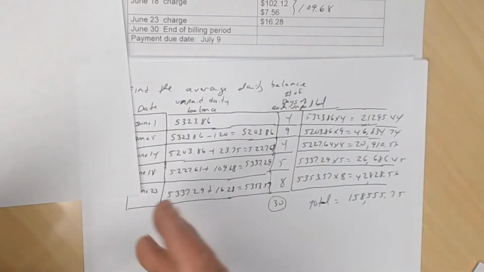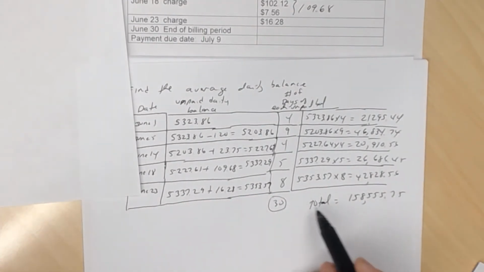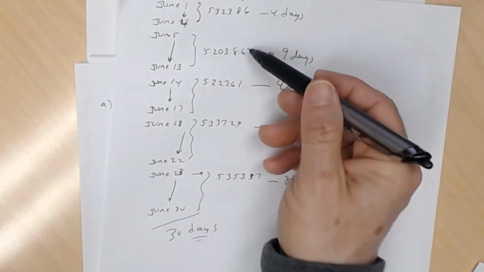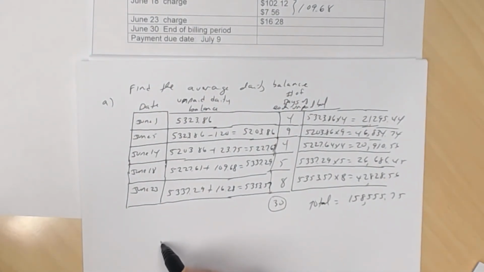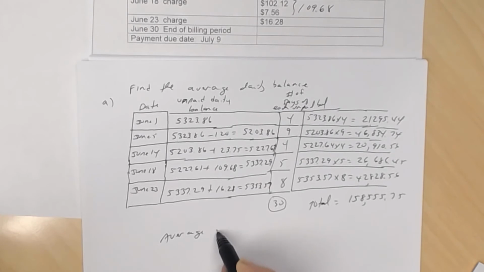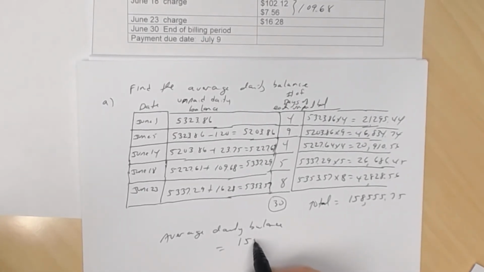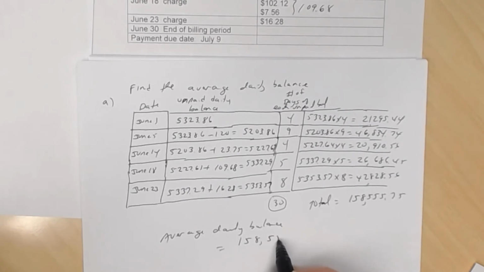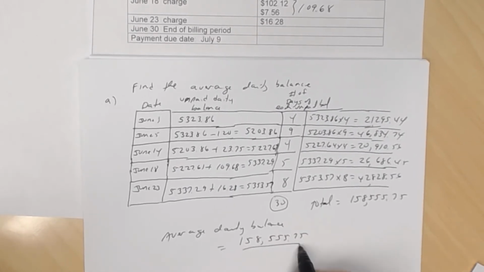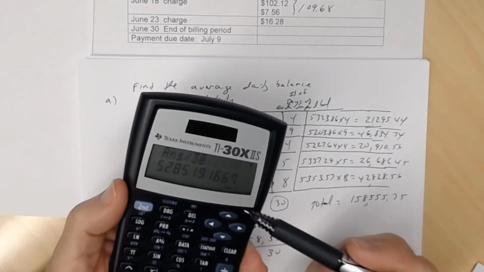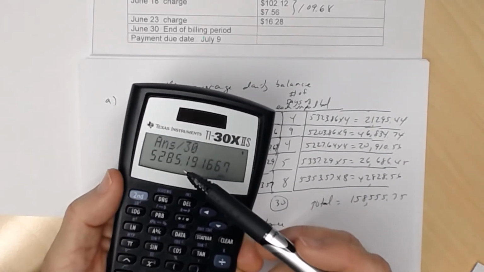So now you want to find the average of all that. So you remember there, how many entries are there altogether? There are 30, because there are 30 entries. Okay. So therefore the average daily balance is going to equal that divided by that. So 158,555.75 divided by 30 equal, let's see what that is, and round it to the nearest cent. Remember, nearest cent. So remember, the nearest cent means the hundredths place.